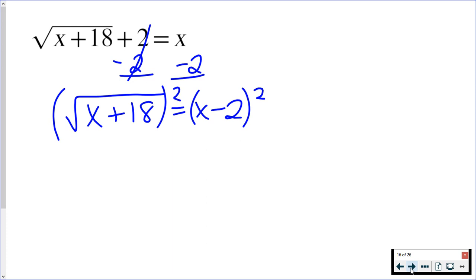Now, what I'm about to tell you is so important because I see it all the time, and I need you to write this down and make a note of it and never do it again. On the left, square root and squared cancel. That's fine. You better be careful with the right-hand side, and I need you to go back in your brain and think about what does an exponent of 2 actually mean.